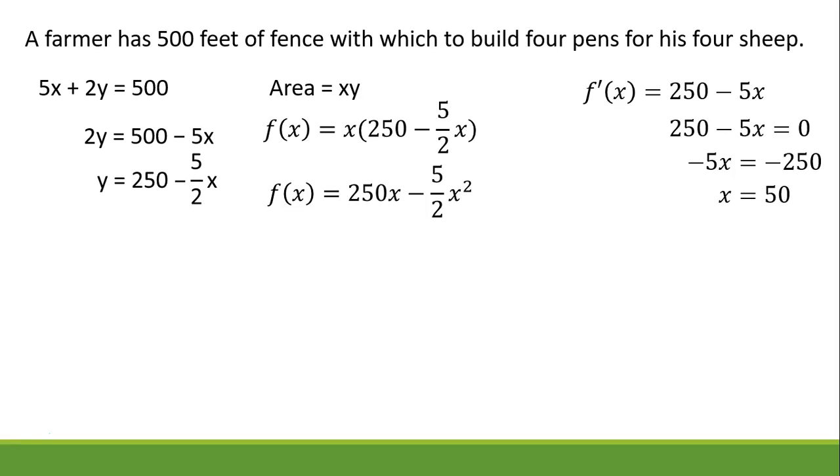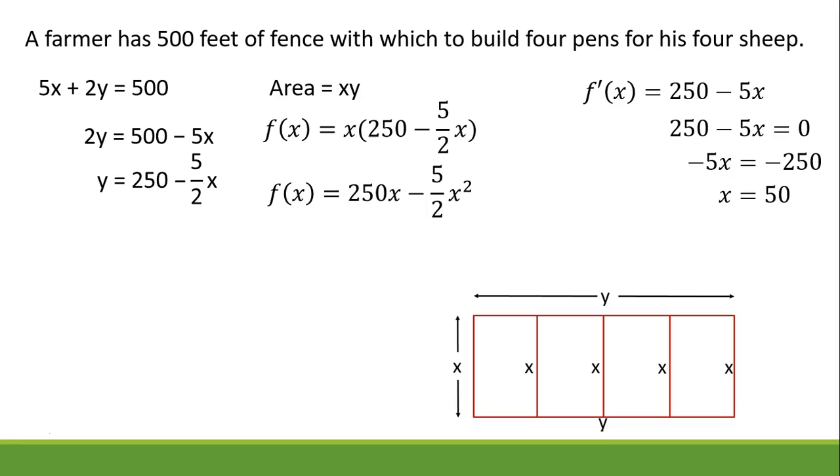Now before we go on, think about that area function we had. F of x equals 250x minus 5x squared. That's a quadratic function again, which means it represents a parabola that opens down. So this critical value has to be a maximum for this function.